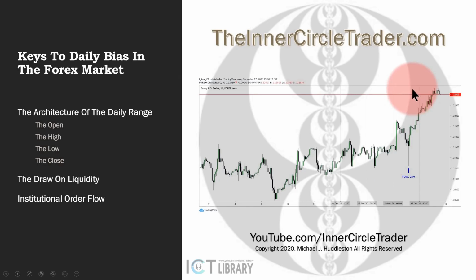But this level up here was still in play. That's what we would be looking for, what? The draw on liquidity, which is what? The high of the day that we're aiming for, which is what we're trying to get to after buying below the opening price or very close to it. You see how we're starting to flesh out bias?